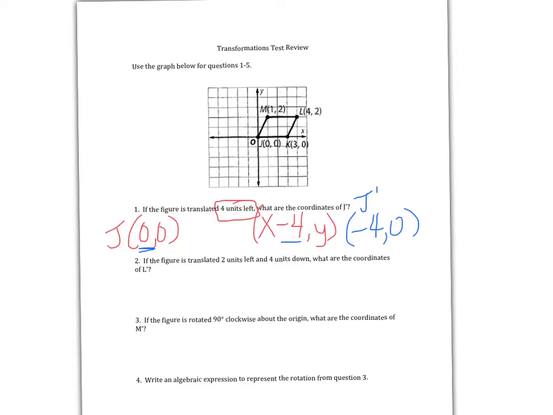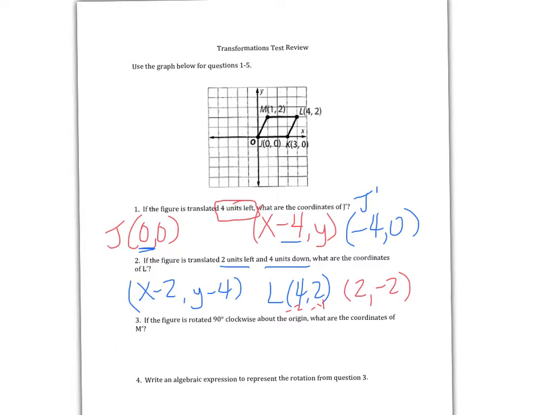If the figure is translated 2 units left, so that would be x minus 2, and 4 units down, that would be y minus 4, so that's my rule. What are the coordinates of L? So right now, L is 4, 2. So just in case you're wondering, I just got that from right up here on the actual graph. So if I subtract 2 and subtract 4, I'm going to be left with 2, negative 2. So those are my new coordinates.